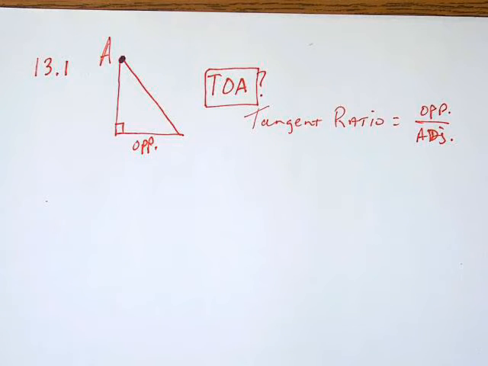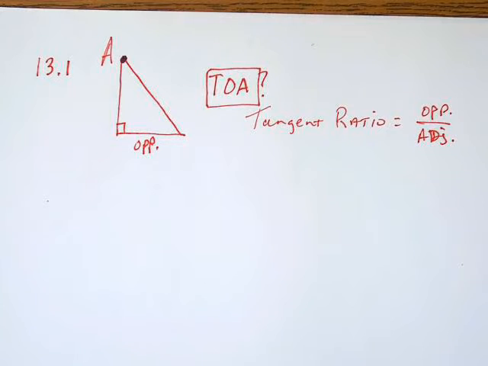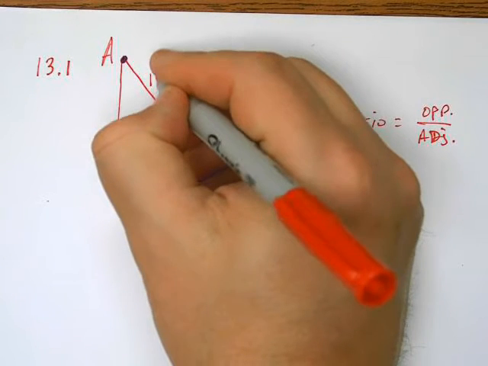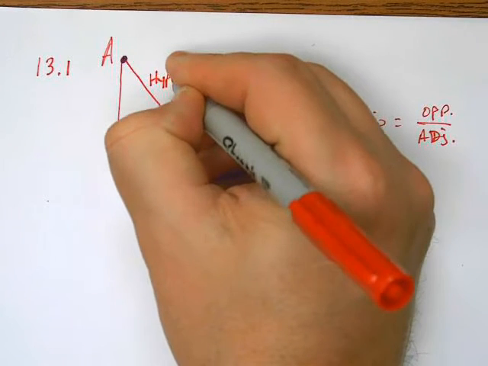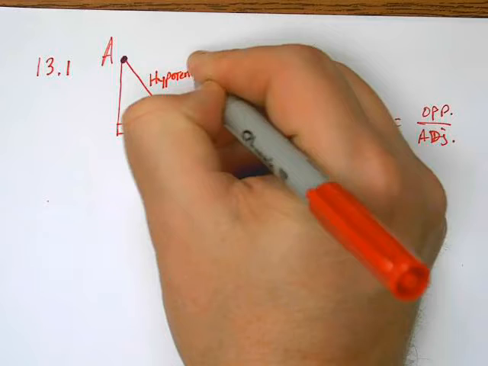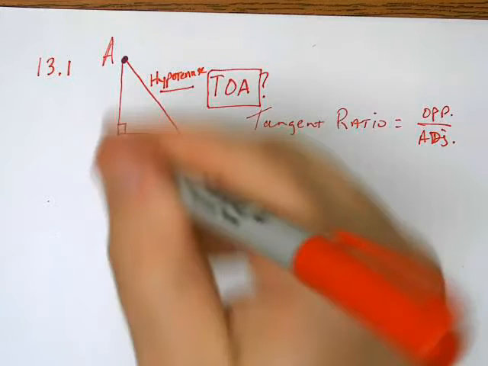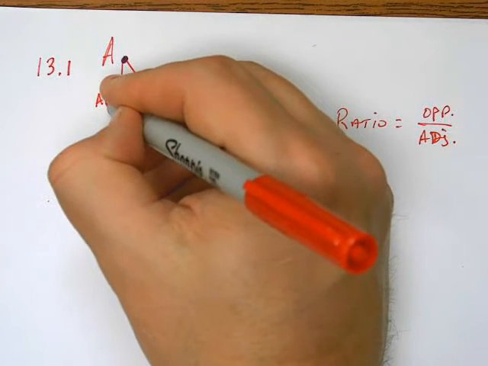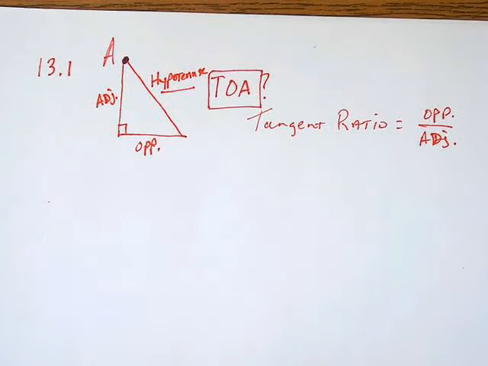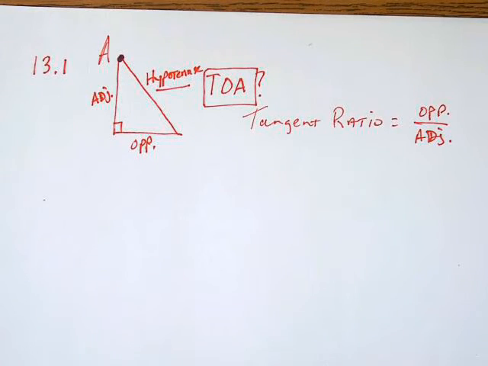Which side's considered the adjacent side? Hypotenuse is never considered the adjacent side. The hypotenuse is only considered the hypotenuse. This is considered the adjacent. So it matters then which angle that we're dealing with.